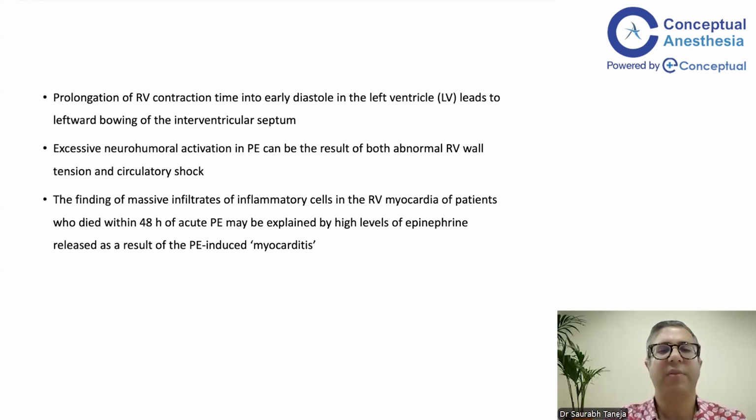Excessive neurohumoral activation in PE can be the result of both abnormal RV wall tension and circulatory shock.